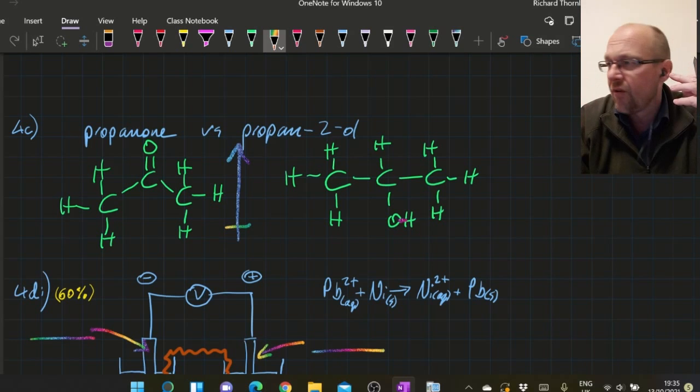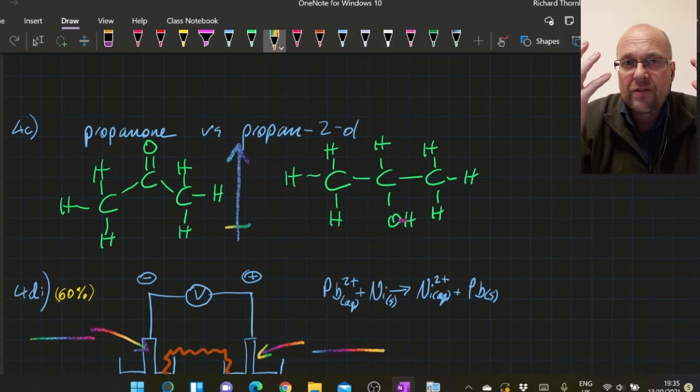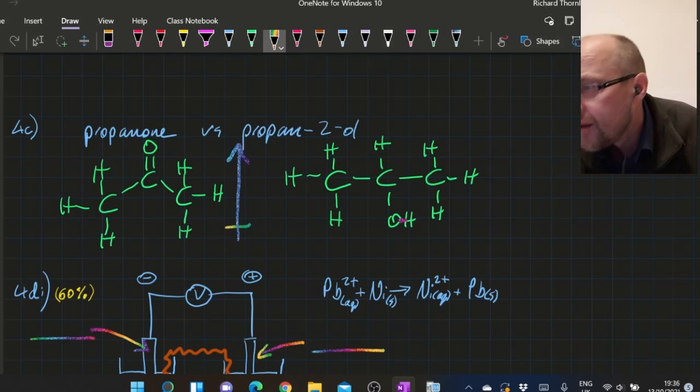So which is going to be the most volatile? Is that the question? So volatile means the ease that it can turn into a gas. So the propanone is more volatile because it has a weaker dipole-dipole bonding than propan-2-ol, which is less volatile because it has stronger hydrogen bonding.